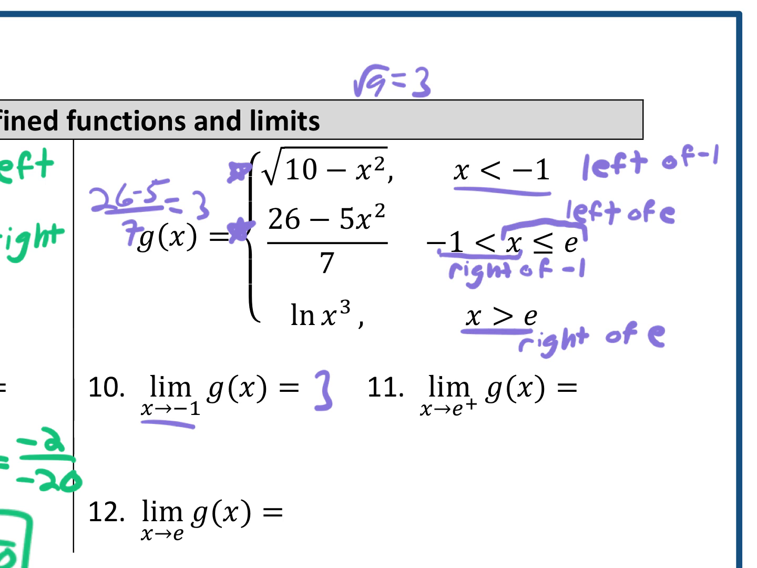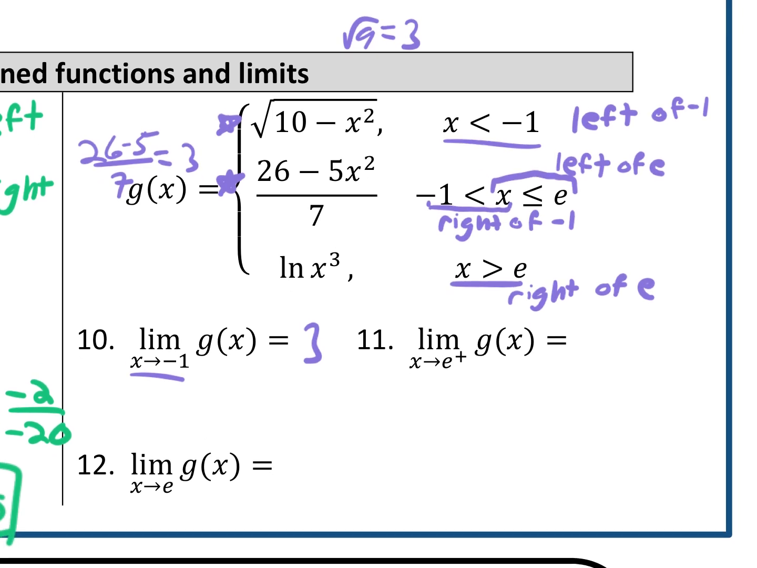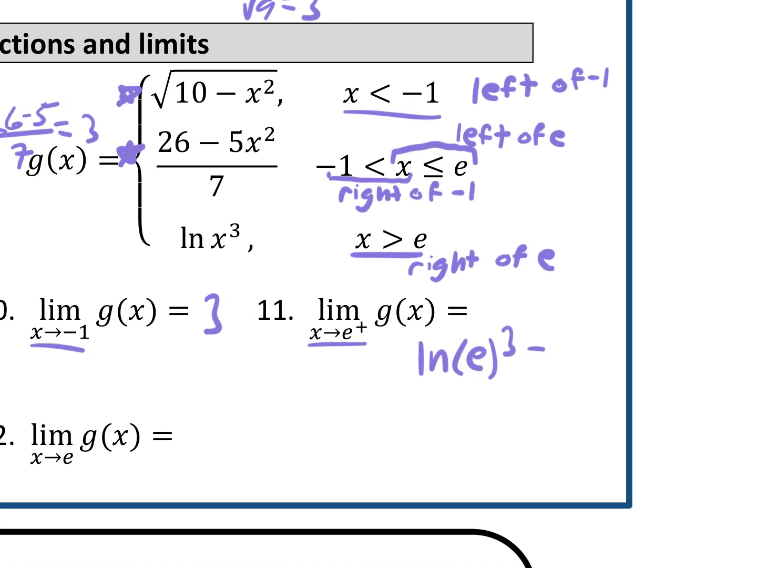Let's try 11 now. This is the limit as x approaches e from the right. So which function are you plugging e into? The bottom one. So we're going to do ln of e to the power of 3. Remember our properties of logs? What is this equal to? 3. So this is equal to 3.